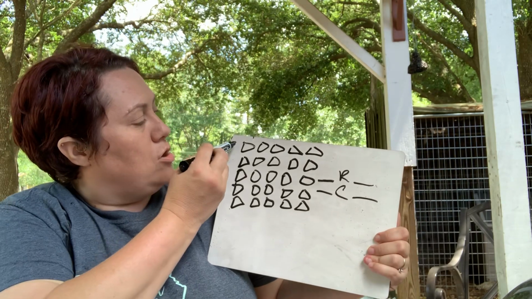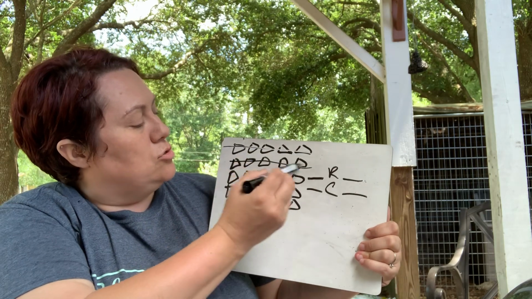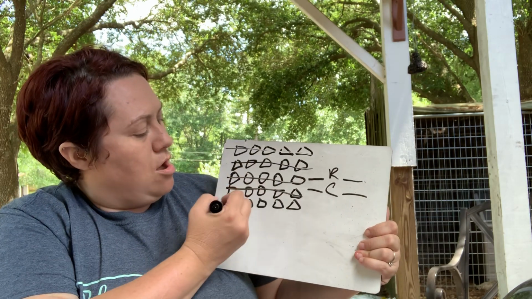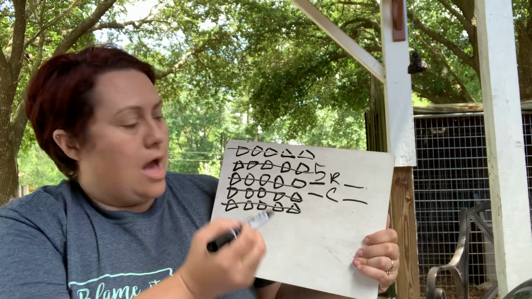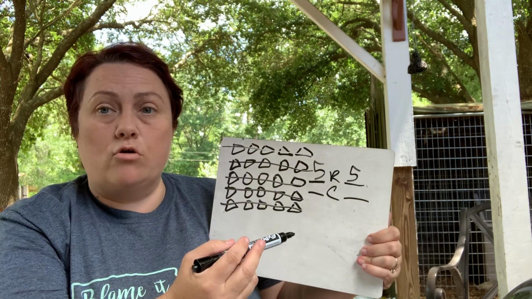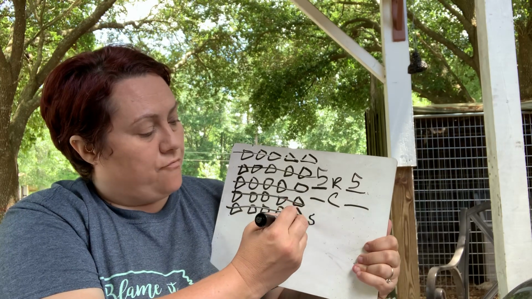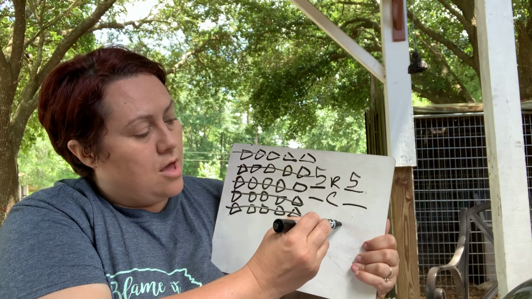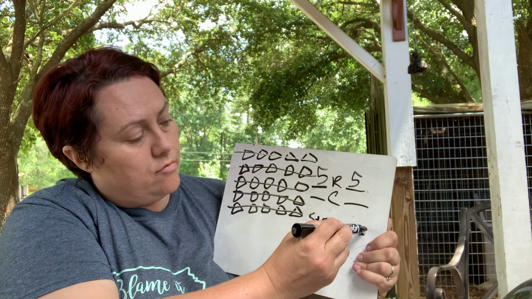So let's count our rows. We have 1, 2, 3, 4, 5 rows. How many is in each? 1, 2, 3, 4, and 5. So we have 5 rows of 5, which for addition would be what? 5 plus 5 plus 5 plus 5 plus 5, right?